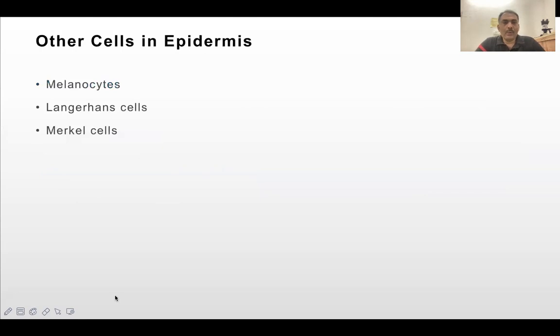There are some other cells found in the epidermis besides the keratinocytes. The keratinocytes are the basic structural elements of the epidermis. The melanocytes, the Langerhans cells, and the Merkel cells are a few other cells which are also found interspersed between the keratinocytes, the melanocytes being found only in the basal layer of the epidermis.